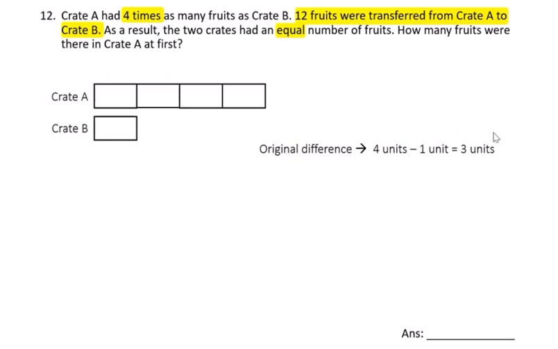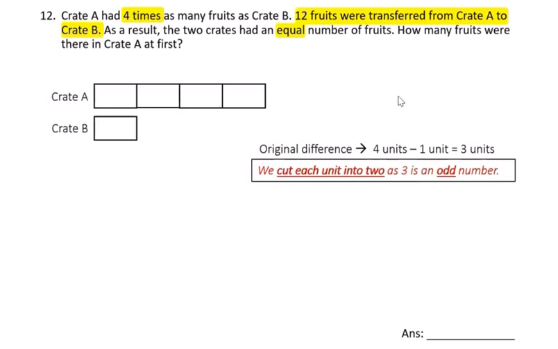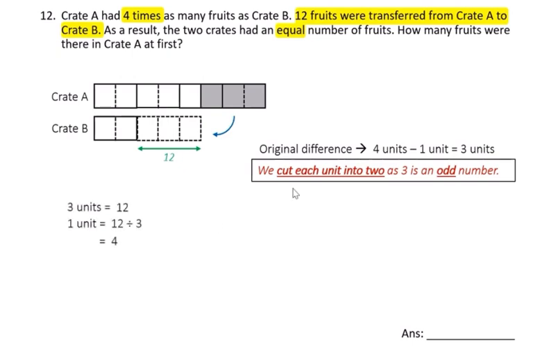You need to share 3 units. But then you know that 3 is an odd number. So what we are going to do is we cut each unit into 2 because 3 is the odd number. So we cut into 2. Now the difference is 6 units. So 6 units, you can divide it into 2 equally. So 3 units will be moved to B, which is why these 3 units will be the 12 fruits that is transferred out from A. So you know that 3 units is 12. So look for 1 unit, 12 divided by 3, 4.